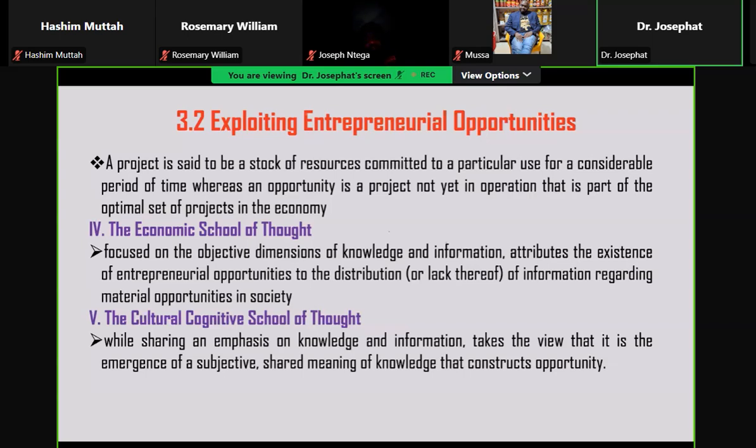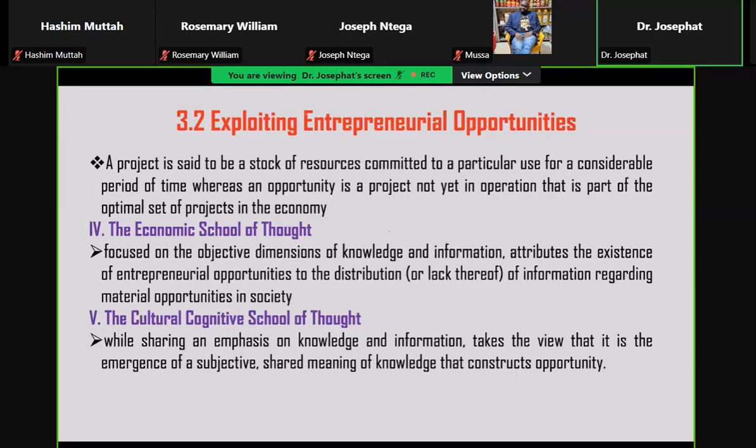Wakati opportunity waliongelea kwamba is a project not yet in operation. It is still a thought. It is still like imagination within someone's mind. That is part of the optimal set of projects in the economy. When it comes into operation, we call it a project, not an opportunity. But we have the other thoughts about the economic school of thought.